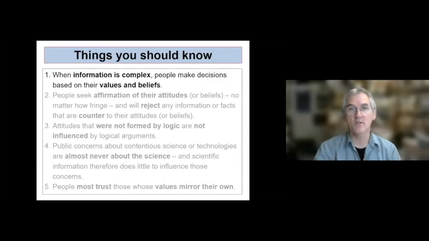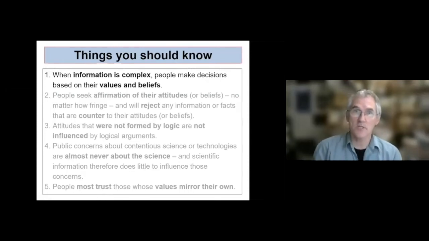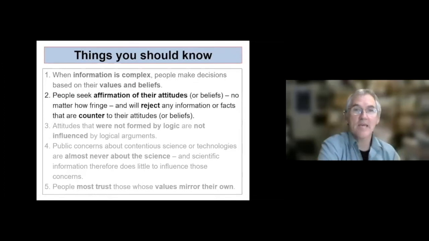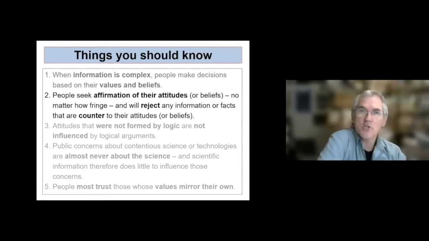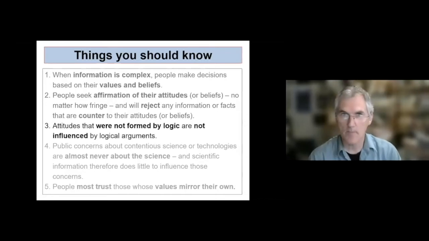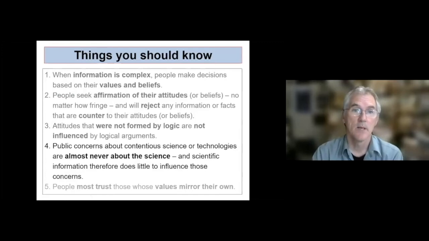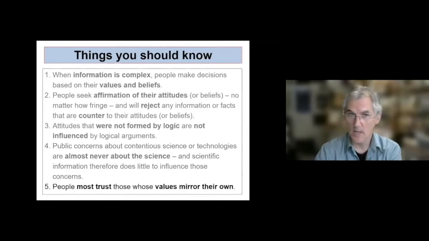So 5 key important things to know. If you forget most everything I talk about today, these are the 5 things to remember. When information is complex, people make decisions based on their values and their beliefs. Second point, people seek affirmation of their attitudes or beliefs, no matter how fringe, and will reject any information or facts that are counter to their attitudes or beliefs. Attitudes that were not formed by logic are not influenced by logical arguments. Public concerns about contentious science or technologies are almost never about the science, and scientific information, therefore, does little to influence those concerns. And most people trust those whose values mirror their own. Okay, we'll look at these in more detail as we move through it, but those are the 5 big things to try and remember.